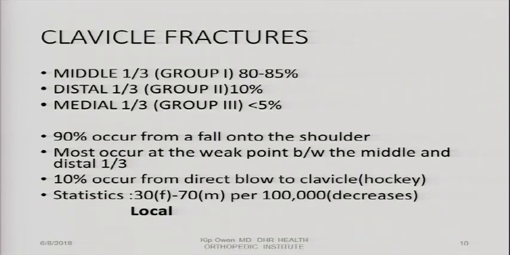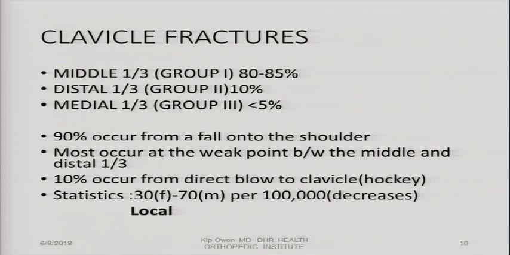Most, 80 to 85% of the fractures, will occur in the middle portion of the clavicle. Distally, only approximately 10%, and medially, less than 5%. Medial clavicle fractures are very rare in athletic competition. You can have sternoclavicular dislocations, but they're rare as well. So 90% of these injuries occur with a fall directly onto the shoulder. They occur at that typical point in the mid portion between the middle and distal third.